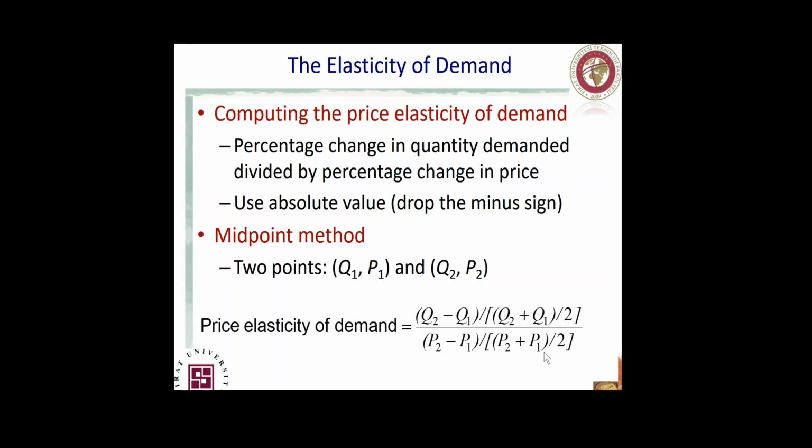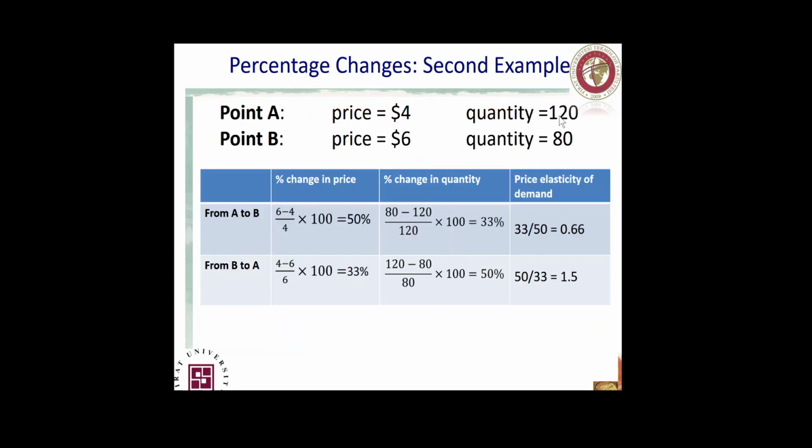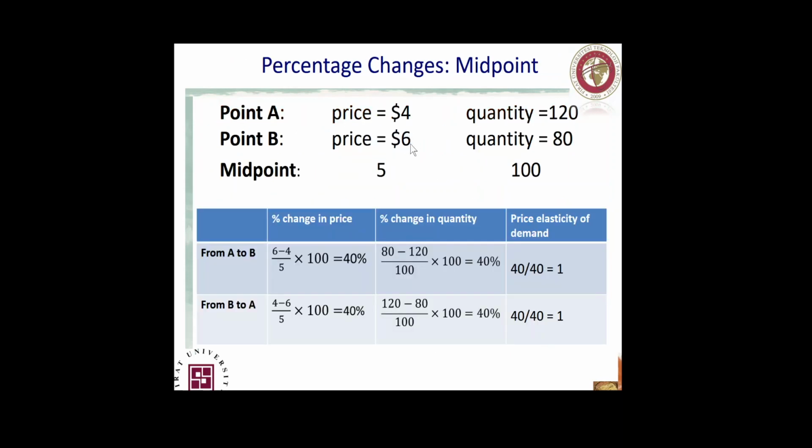And then if you apply this procedure, you will not get any change if you apply it from A to B or from B to A. It doesn't matter. Now let's apply it to this one: 4, 6, 120, 80. This is the same, 4 and 6 for the price at A and B, and 120 and 80 for quantity. Now take the midpoint. 4 plus 6, 10 divided by 2, that's 5. You do the same here. 120 plus 80, that's 200, divided by 2, that's 100. So these are the midpoints.